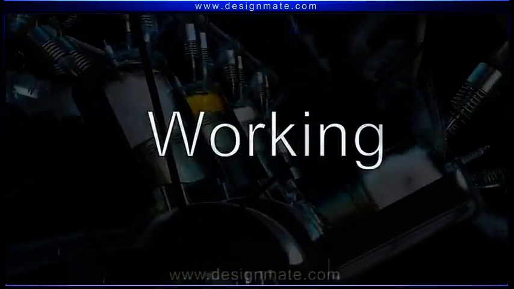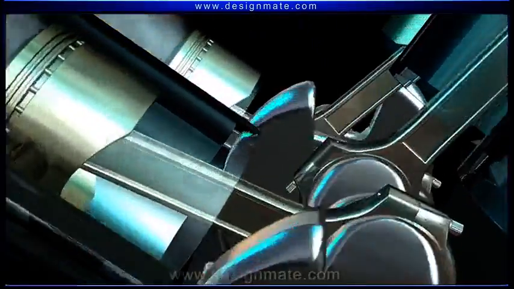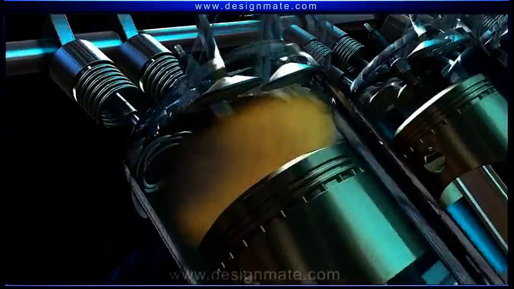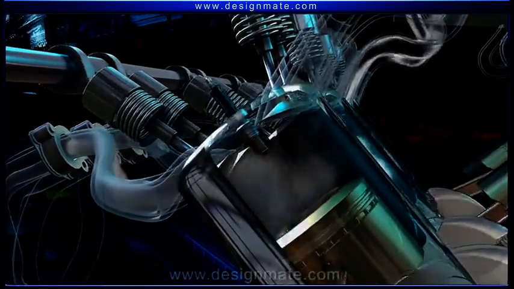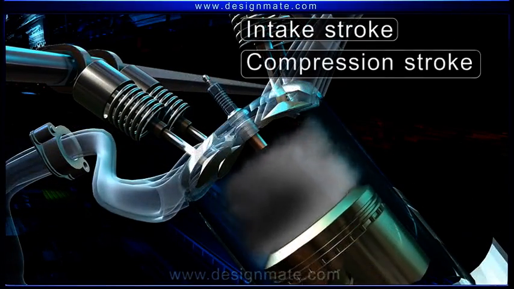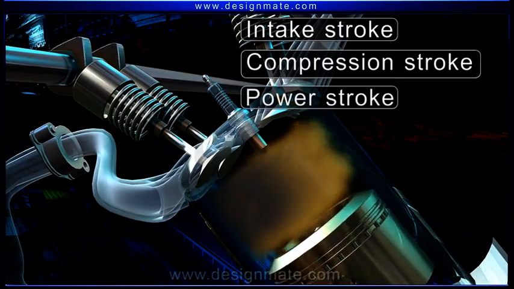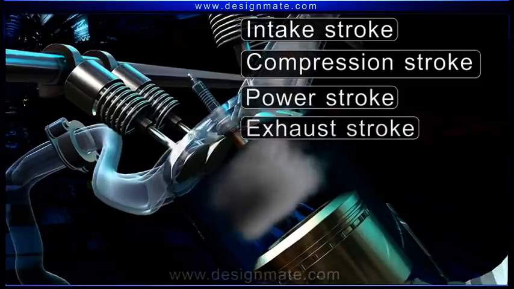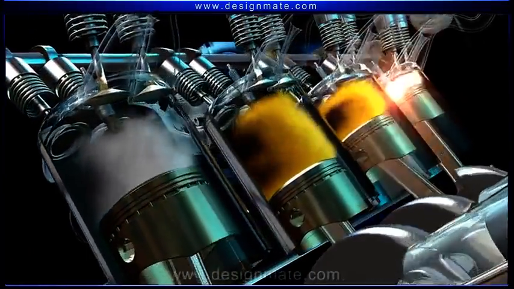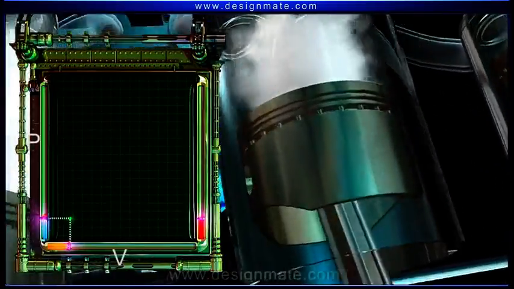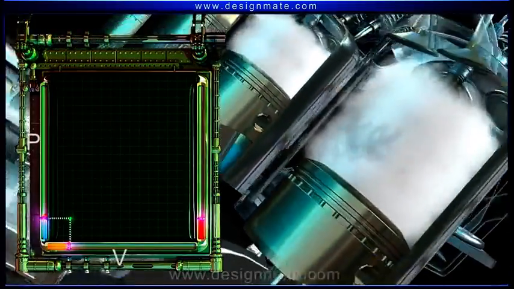Working of an ideal four-stroke engine. The four-stroke engine is given its name because every cycle of this engine consists of four strokes, that is, intake stroke, compression stroke, power stroke, and exhaust stroke, which keep repeating one after the other. The PV diagram gives us the graph of pressure versus volume during each engine cycle.